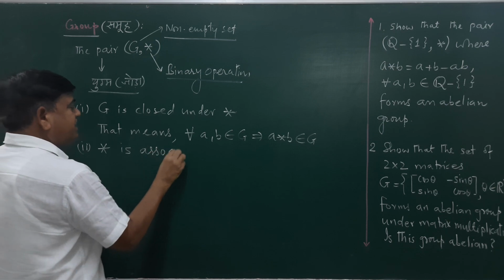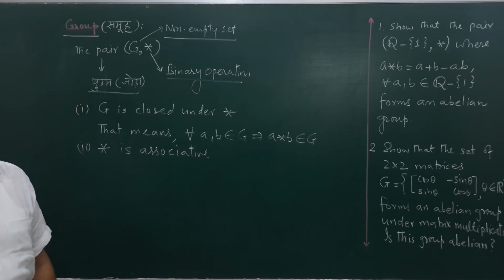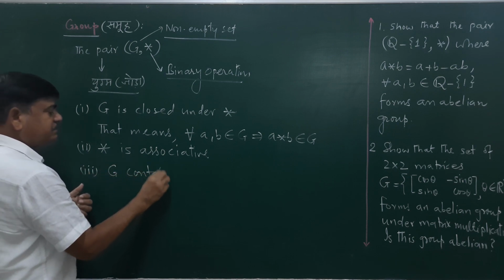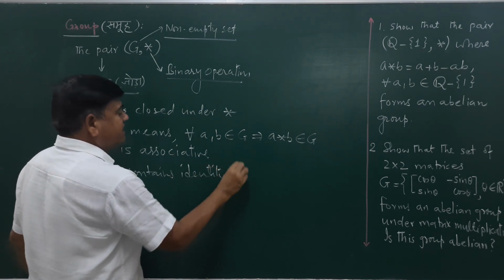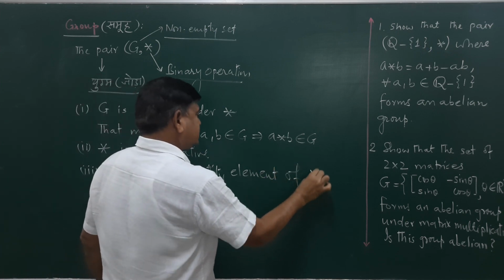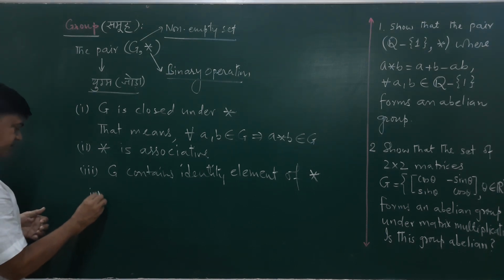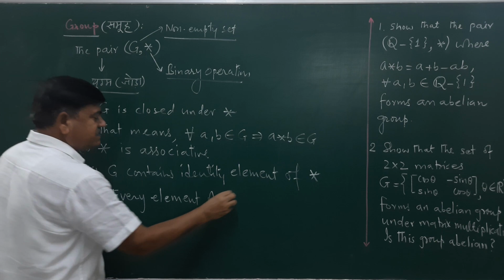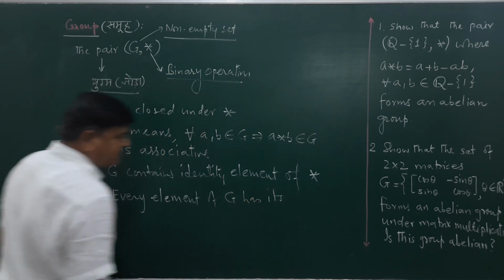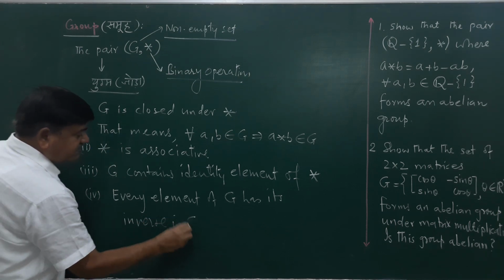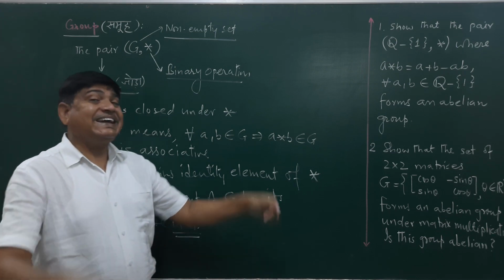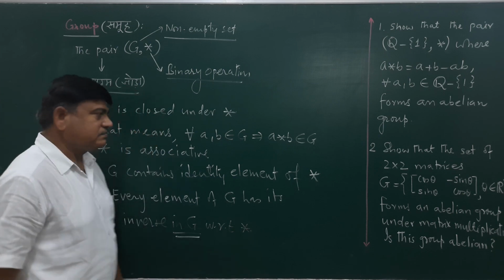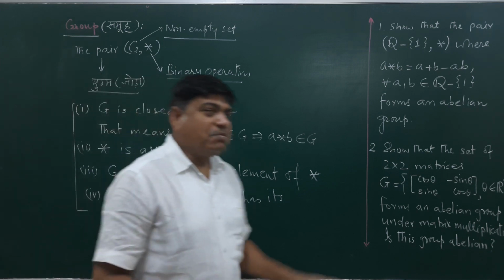Second is associative. This is associative. Third, G contains identity element of this. And fourth, every element of G has its inverse in G. Every element of G has its inverse in G with respect to the binary operation. These four things we must remember.